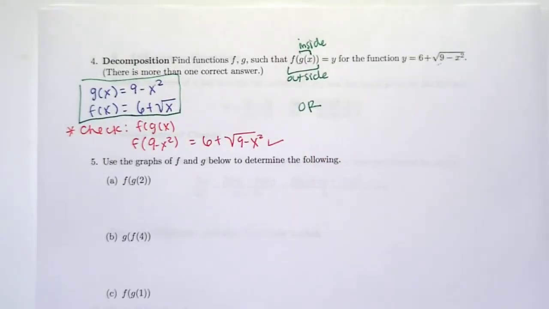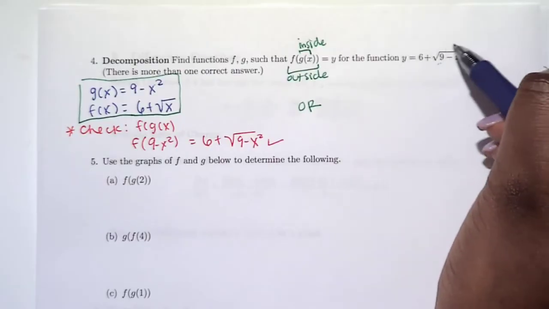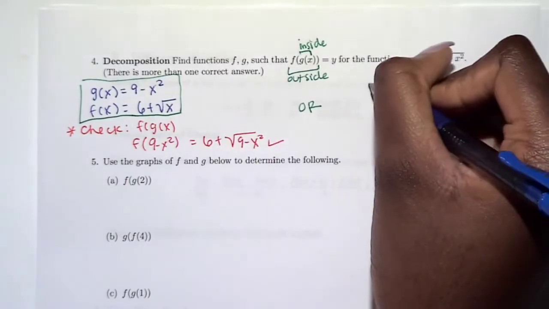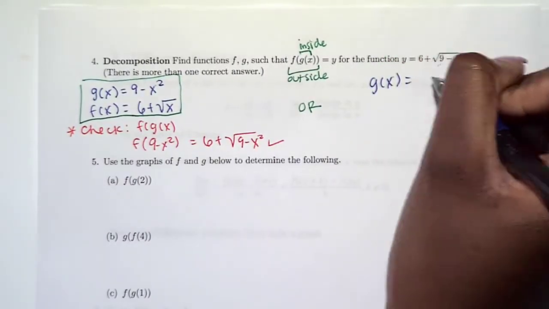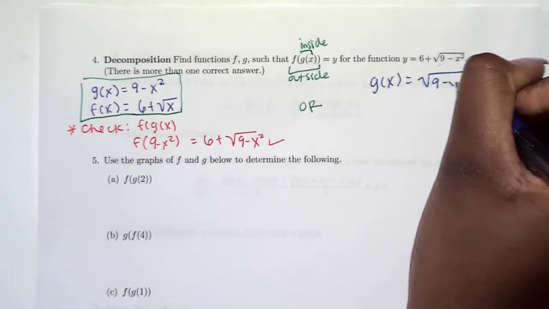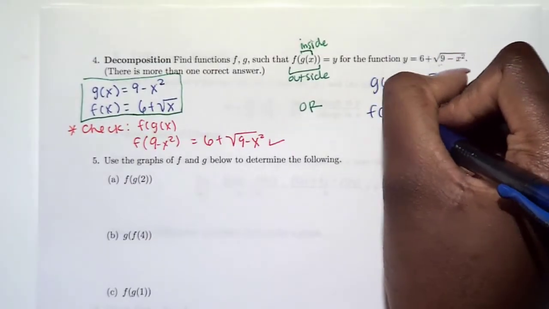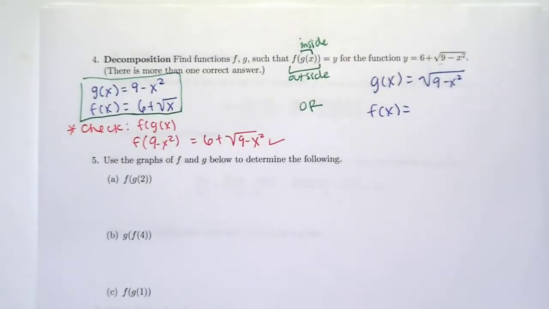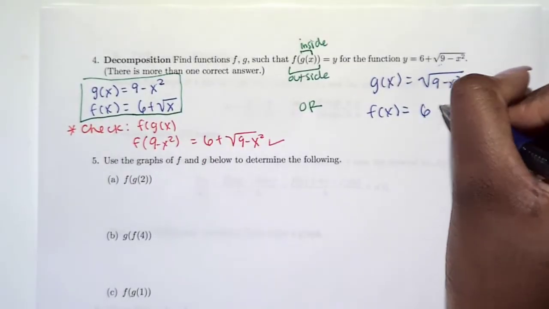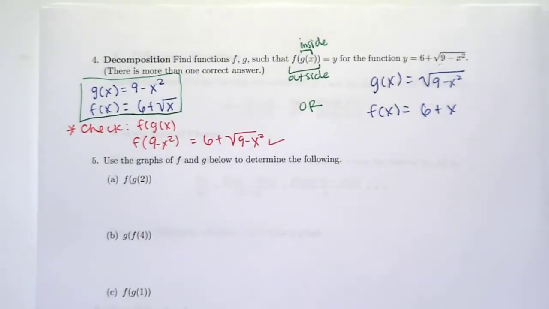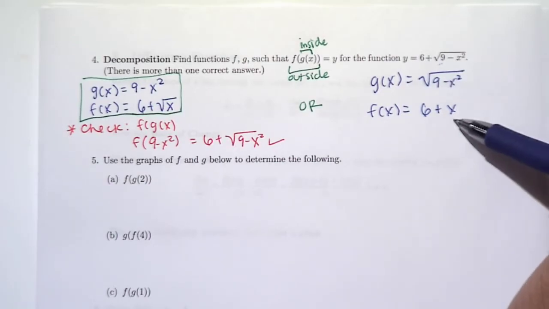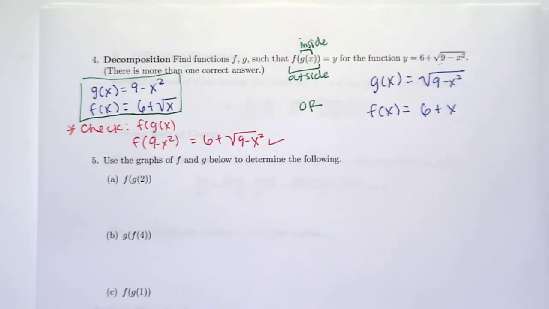Like I mentioned, there are multiple answers here, so I could have said maybe the inside function was this whole square root part. So if that's my inside function, square root of 9 minus x squared, what could the outside function be? Just 6 plus x, because we can plug this into here and have the original.